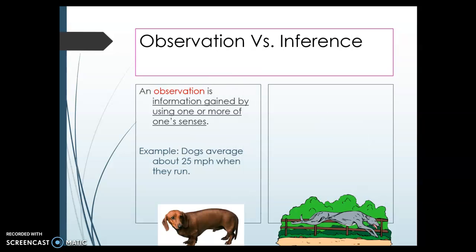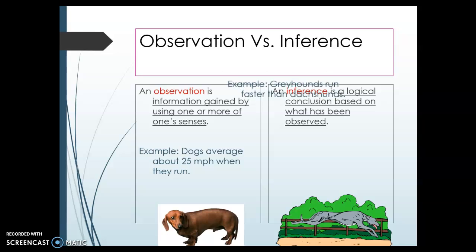An inference, however, is a little bit different. It's a logical conclusion based on what has been observed. So let's say we watched two different dogs run, this dachshund on the left and this greyhound on the right. We can then conclude that greyhounds run faster than dachshunds. Or maybe sometime in the past we've seen a snail crawling along the ground. We can come to the logical conclusion that dogs move faster than snails.